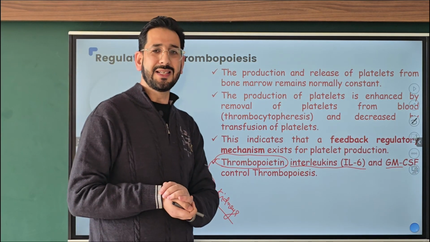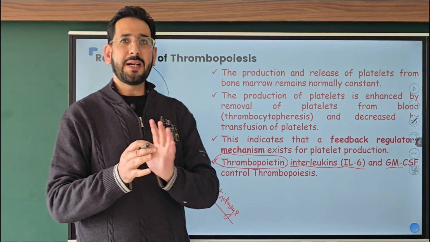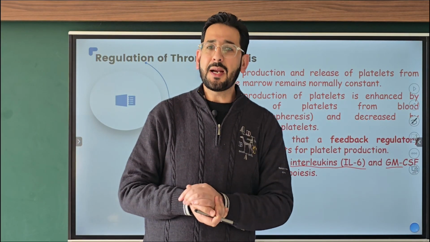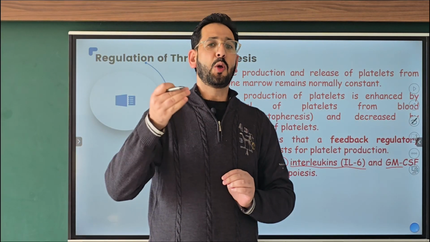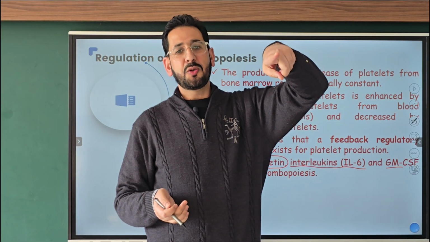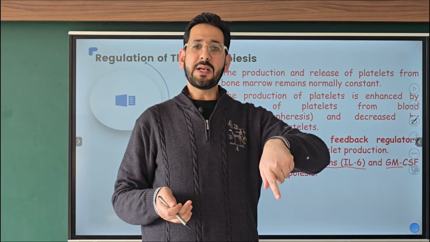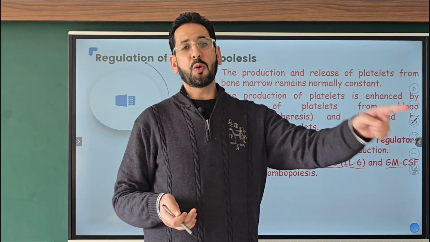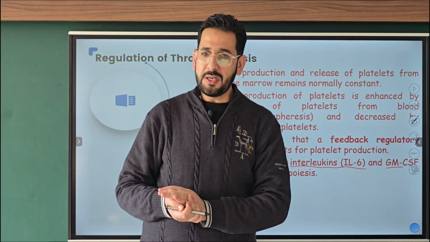One more important thing is that platelets follow the feedback mechanism. If there are low platelets in the blood, that will stimulate the liver to secrete more thrombopoietin. More thrombopoietin will go to the bone marrow and increase the production of platelets.